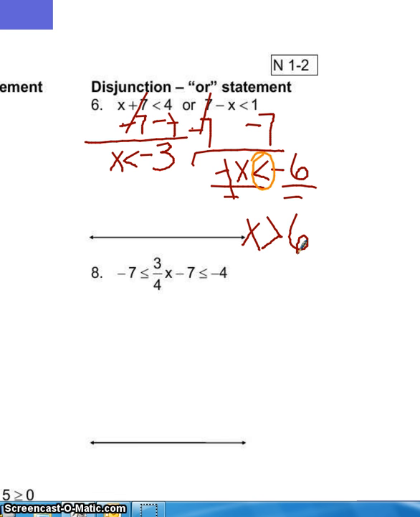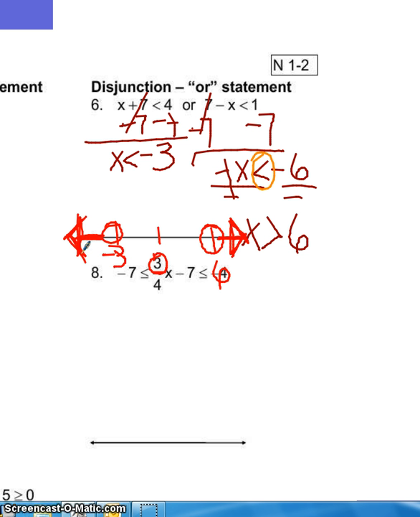So on my graph, I'm going to show where my negative 3 is, my 0, and then my 6. Does it include negative 3? No. And it says all x's are less than negative 3, so I'm going to draw the arrow in that direction. And then for my 6, it says all my x's are greater than 6, but it does not include 6 because there's no equal sign, and then all my x's go in the right direction.